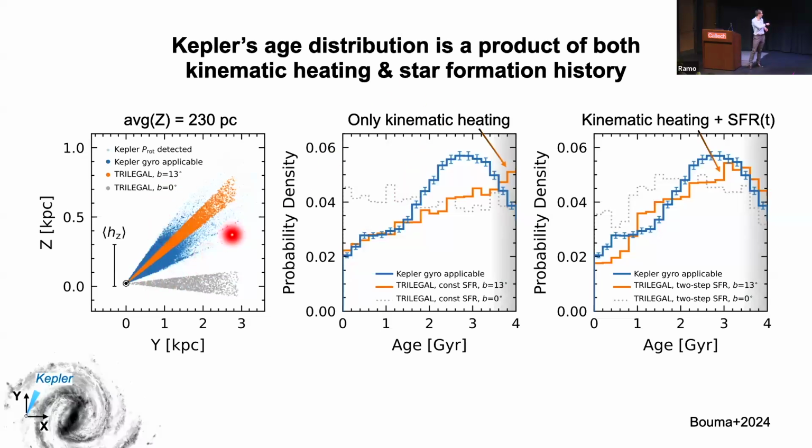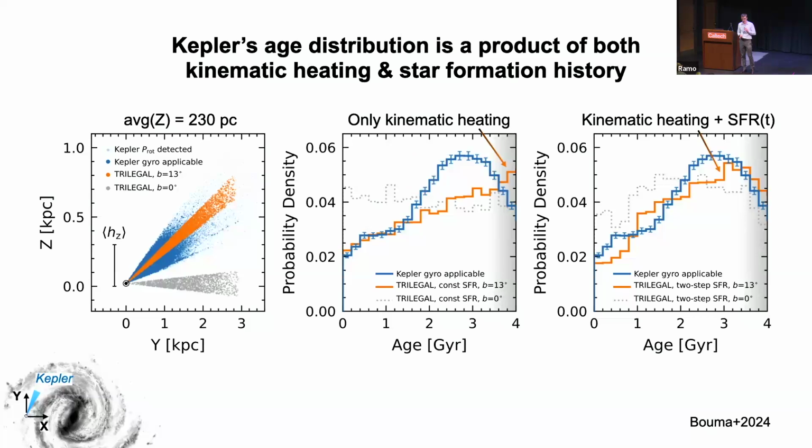The average height of a Kepler star is 230 parsecs above the midplane. And the upshot of these plots is that if you compare against synthetic simulations, kinematic heating, this orange line, doesn't explain the overall slope that we see. You need to invoke both kinematic heating and a time variable star formation rate.